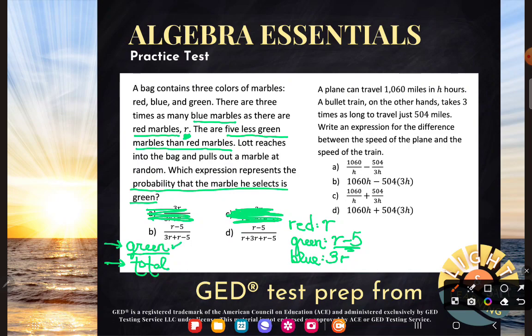Okay, what's different about them is the bottom, the denominator. So think about what we need with probability. We need the total of all the marbles. The total of the red, R, the green, R minus 5, and the blue, 3R. And that is what we see in the first example. R for the red marbles plus 3R for the blue marbles plus R minus 5, the green marbles. That one has all of them in the bottom, so it is the total. And D is the correct answer.